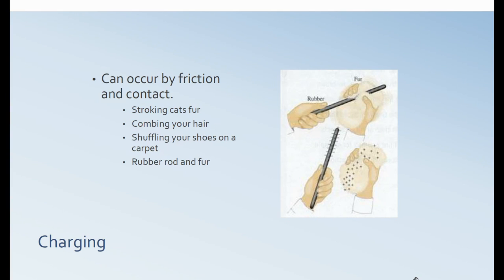Or if you shuffle your shoes or socks on a carpet and then touch a metal doorknob. Or, as we see in this picture, just the friction of rubbing this rubber rod with some rabbit fur, we can create a charge on the rod. And in this particular picture, what's happened is as we rub the fur on the rod, the fur actually gave up some electrons to the rubber. So now the rubber has gained a negative charge, and the fur, because it lost some negative electrons, has gained a positive charge.